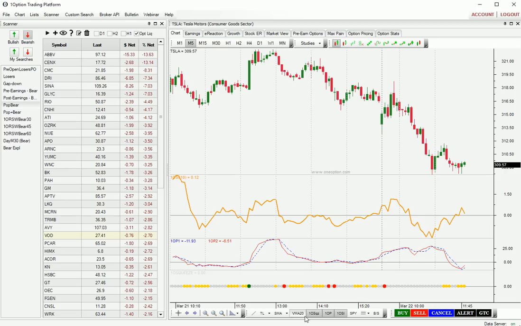Put the TLs back up. You can visually see that the TL20 can be a little bit upward sloping. So there's your downward slope. There's your upward slope. There's your breach.